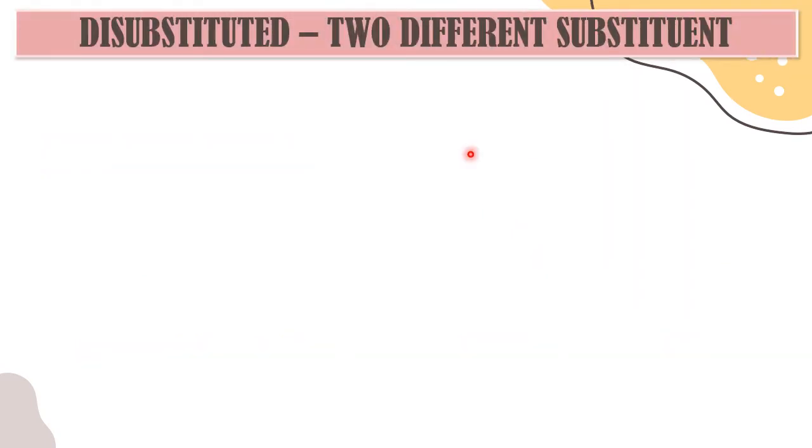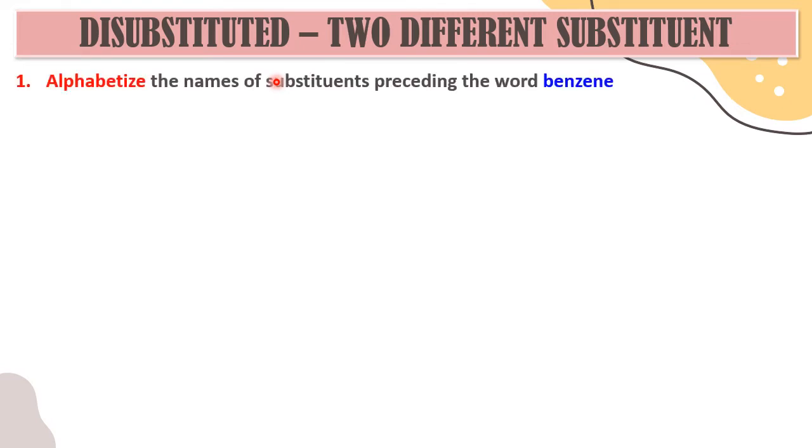Okay, we're going to look at disubstituted benzene, but with 2 different substituents. We can still use ortho, para, and meta now, or we can use numbering, but for 2 different substituents, we need to alphabetize the names of the substituents preceding the word benzene. So what do I mean here? For example, over here, I have chlorine and I have bromine. We still need to give these 2 substituents the lowest possible number.